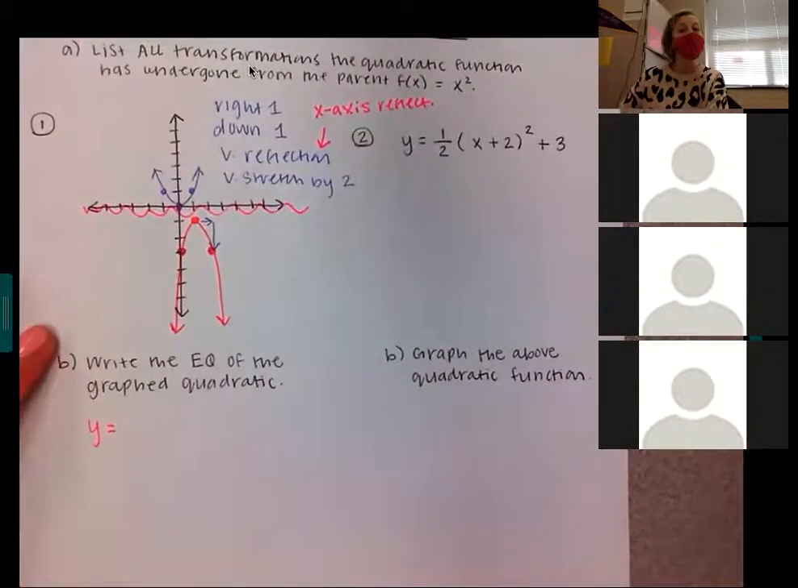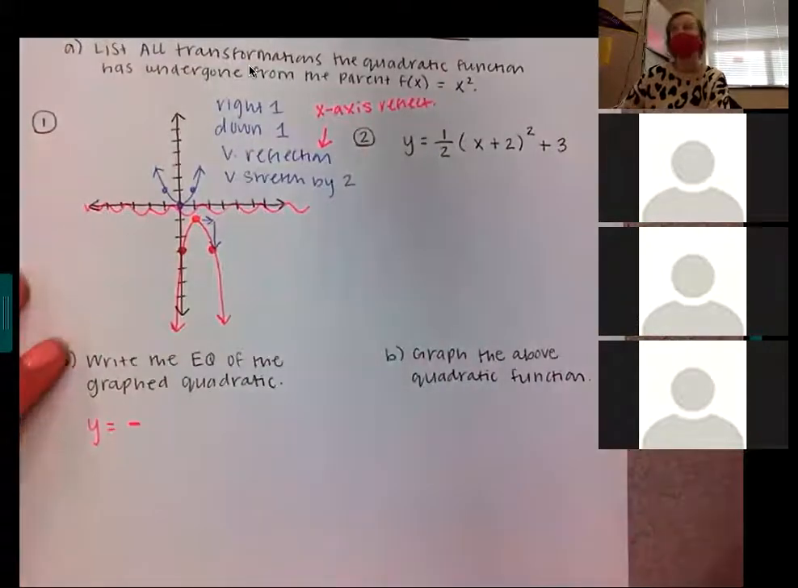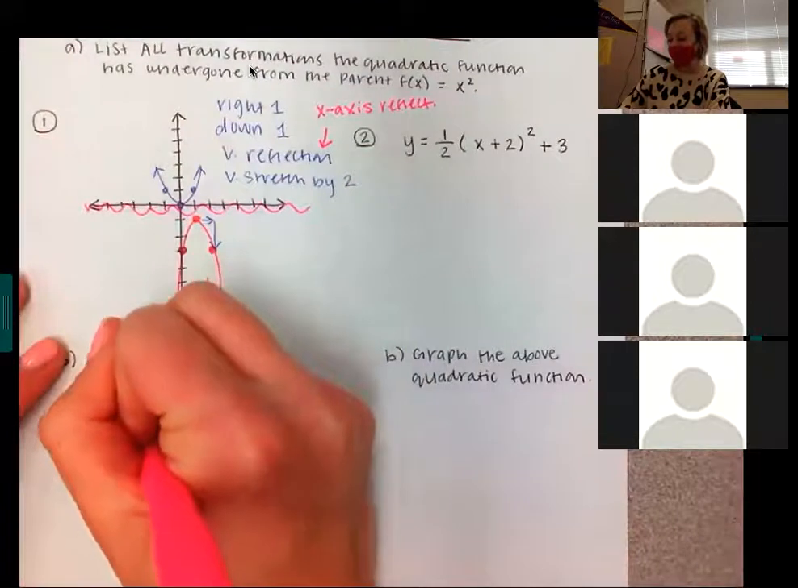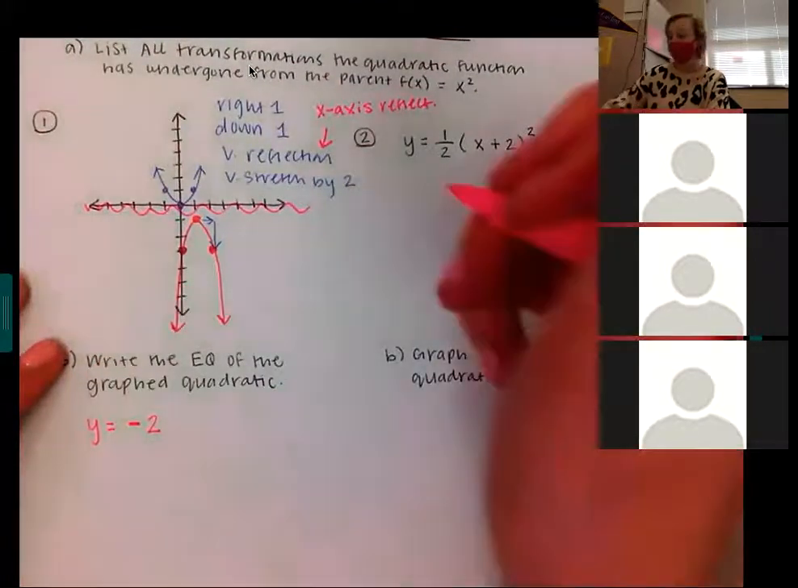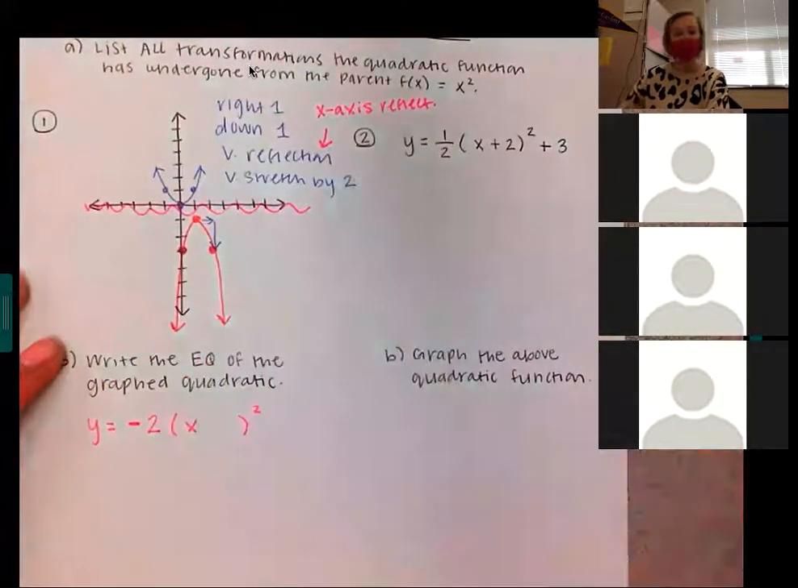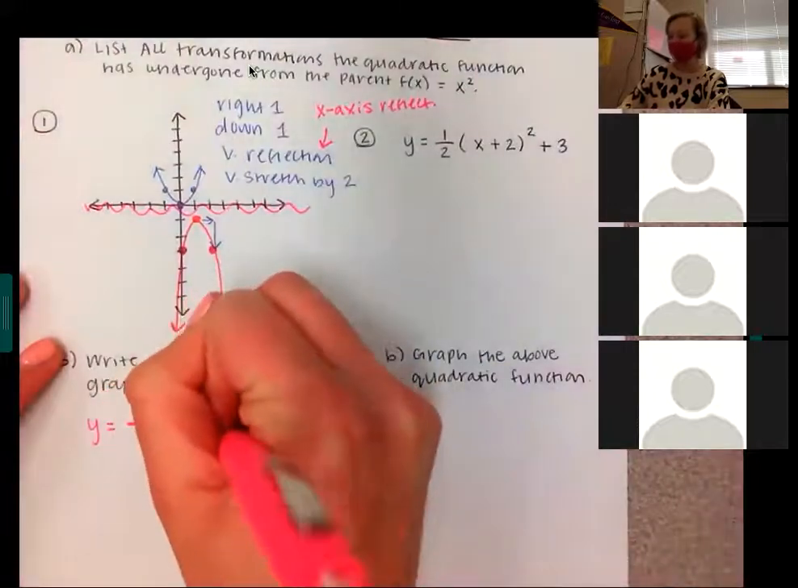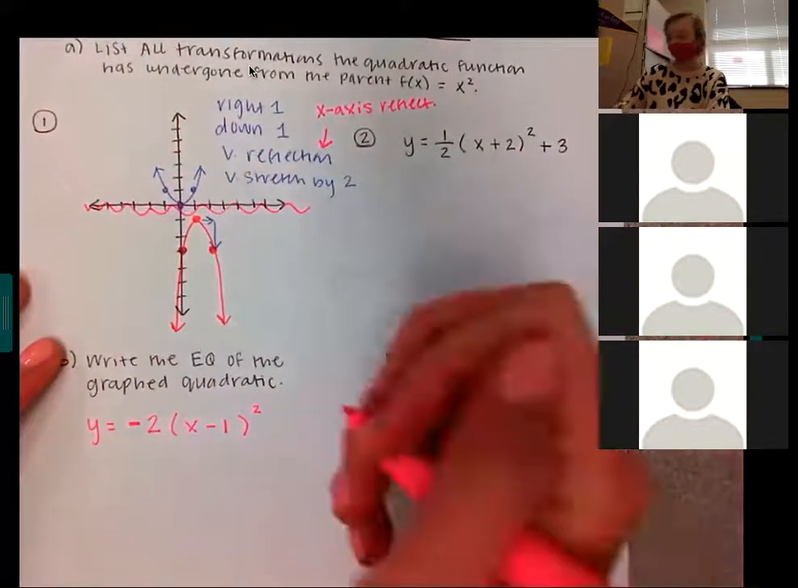If it is vertically reflected, does everybody agree that means our A is negative because it's opening down? Okay. Then our A we said was stretched by 2, so that means the A is negative 2. If I shifted it right 1, what do I write in the parentheses? -1, very good. And then if it went down 1, what should be on the outside? -1.